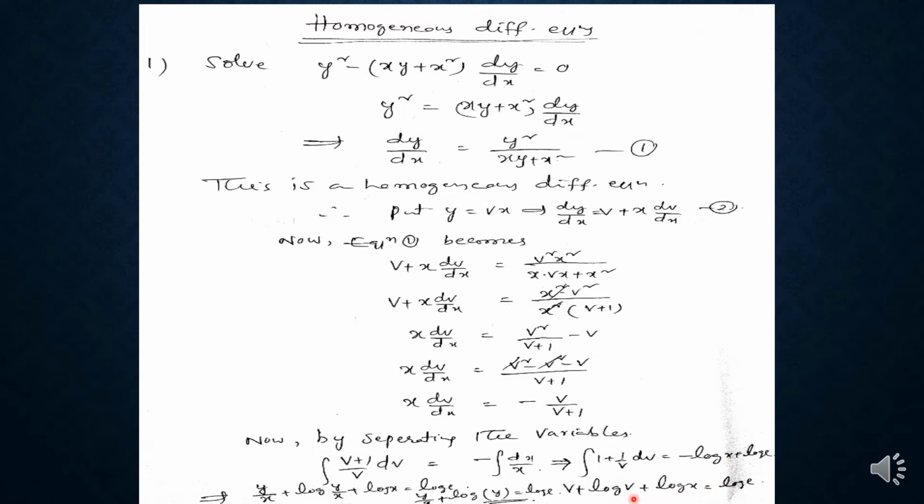What is v here? v is equal to y by x. So by substituting v is equal to y by x, we get y by x plus log y by x plus log x is equal to log c. This is in the form of log a plus log b, which can be written as log of ab, log of (y by x into x), that becomes log y. So y by x plus log y is equal to log c. So this is the solution for the given differential equation.